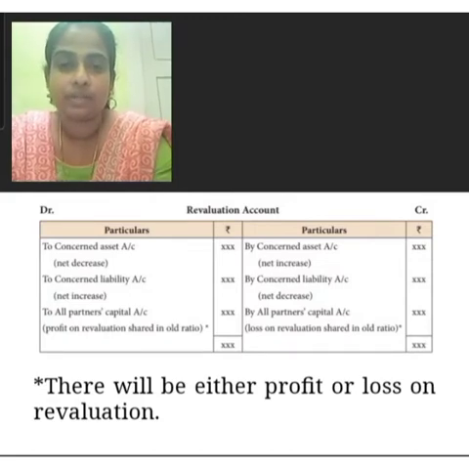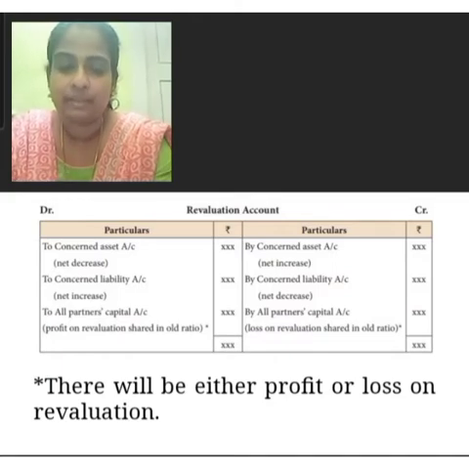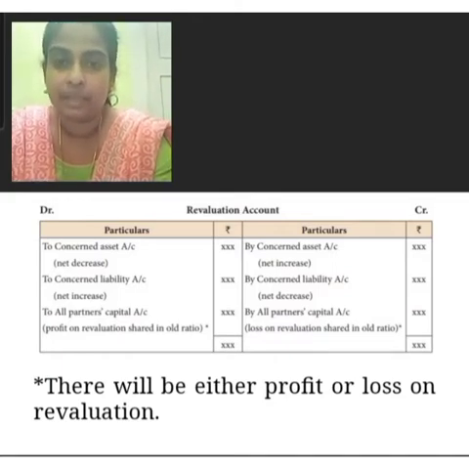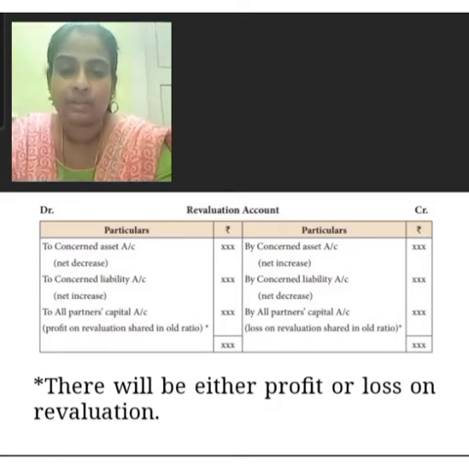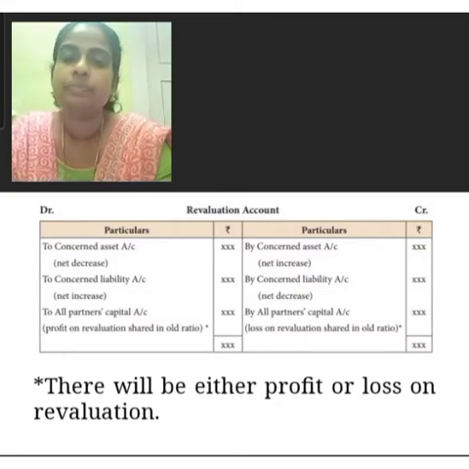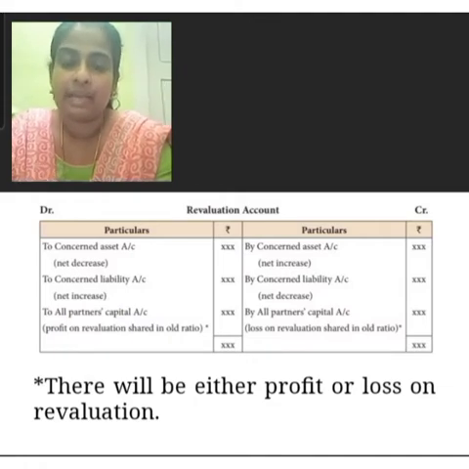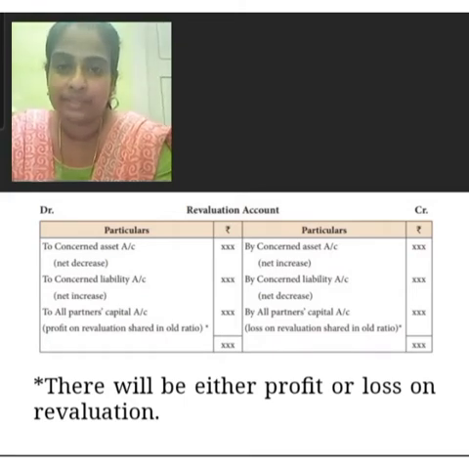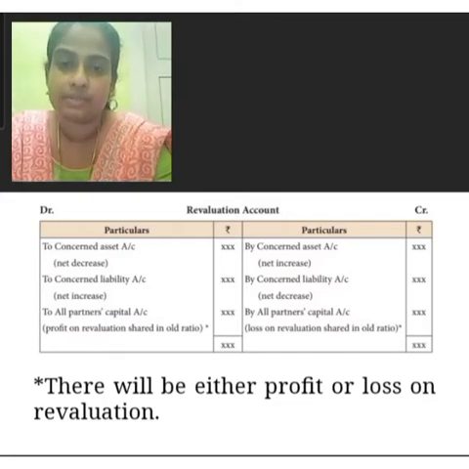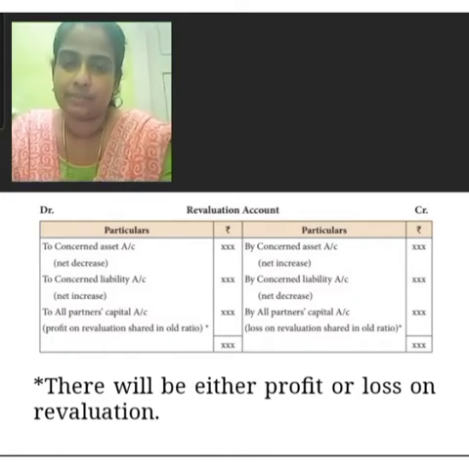The second item to be recorded on the debit side of the revaluation account is increase in liability. At the time of revaluing the liabilities of the company, the value of the liability may increase. That increase amount will be recorded on the debit side. For example, there is a balance of 60,000 in creditors account. At the time of revaluing liability, the new value or revalued amount of liability equal to 80,000, there is an increase of 20,000. That increase amount of 20,000 should be recorded on the debit side as to creditors 20,000.